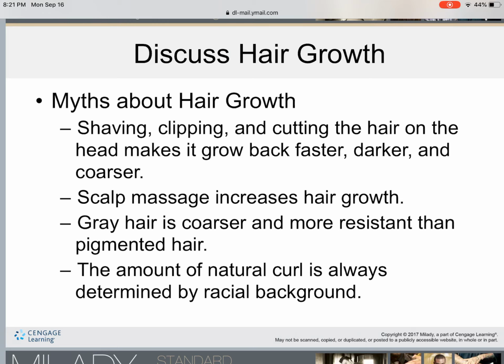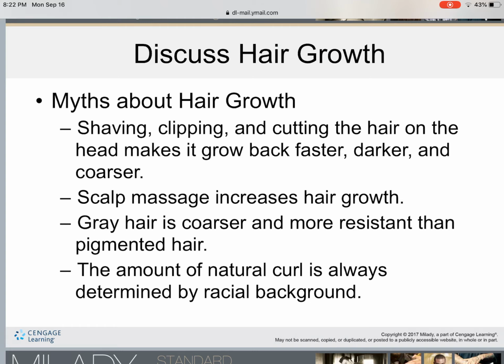Myth: gray hair is coarser and more resistant than pigmented hair. Fact: other than the lack of pigment, gray hair, or canities, is exactly the same as pigmented hair. Although gray hair may be resistant, it is not resistant simply because it's gray. Pigmented hair on the same person's head is just as resistant as the gray hair. Gray hair is simply more noticeable than pigmented hair.